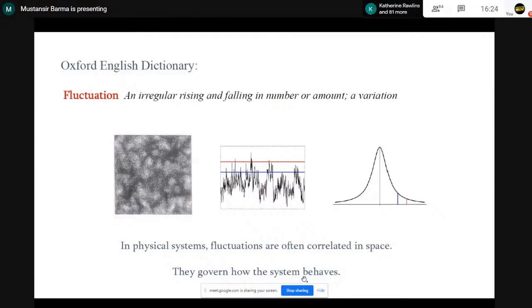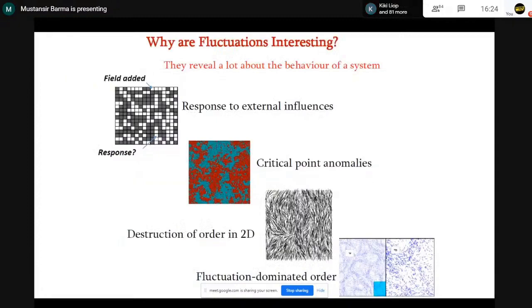And as I said, fluctuations actually govern how the system behaves. Why are they interesting at all? First of all, as I said, they tell you a little bit about response to external influences. For instance, if I imagine I have a system, let's say of spins maybe, or an alloy, or a two-component system like here, and I perturb it by adding a very local perturbation here, by adding a field here, there will be a response to that which will be felt far away. This is felt far away because there are correlations between fluctuations at different points. The fluctuation that you've induced here will, in fact, have a repercussion far away. And this response is basically due to the fact that you allow and do have fluctuations.